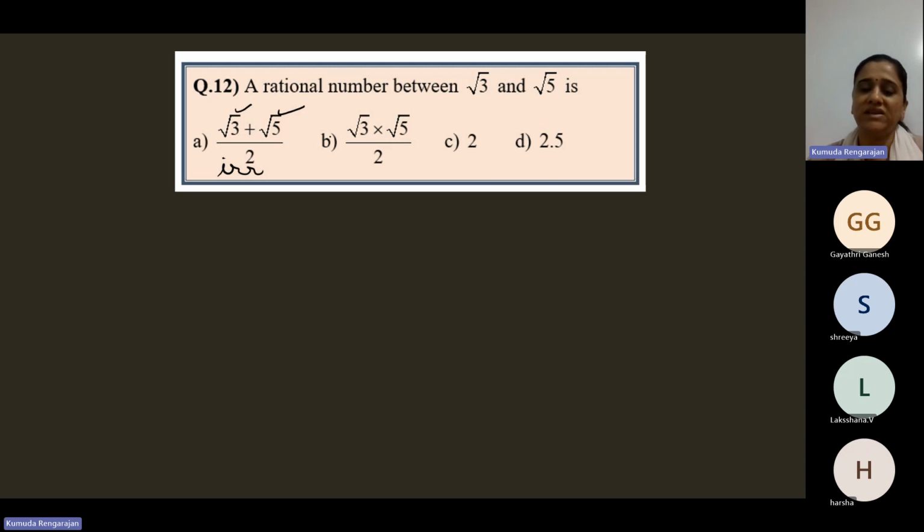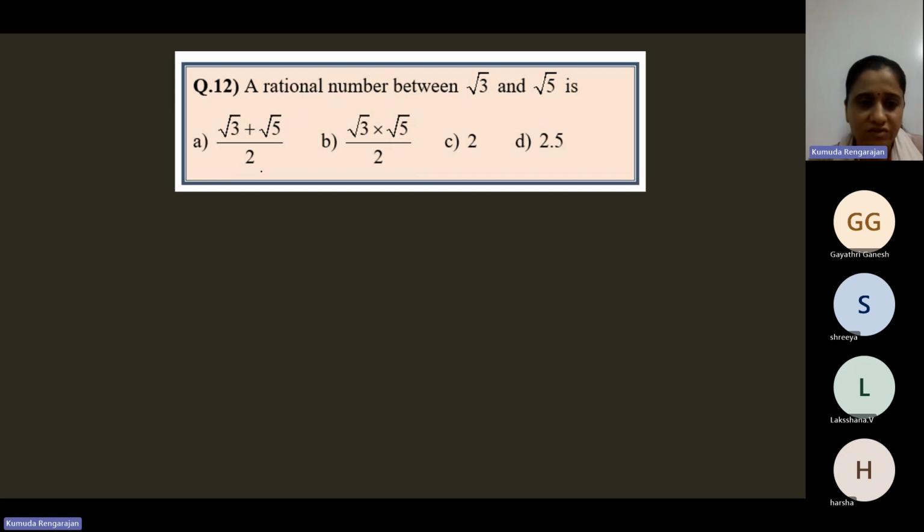Similarly, option B is irrational because root 3 into root 5 by 2: both are non-terminating, non-repeating, and their product divided by 2 is irrational. Option B is irrational. Only options C and D are rational values. So it has to be one of these two.